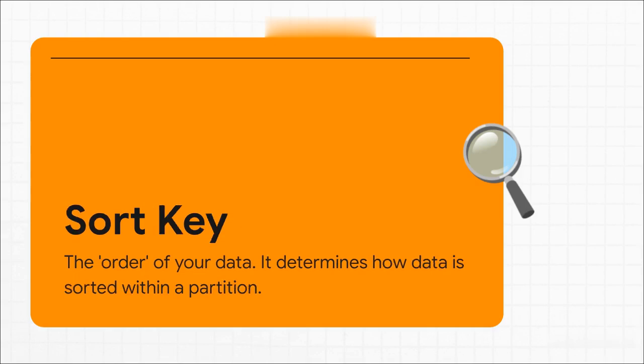Now, if the partition key is the drawer, the sort key is how all the files inside that one drawer are organized.